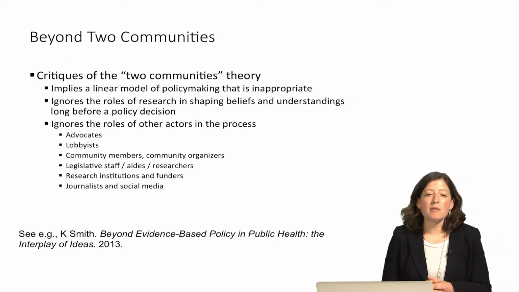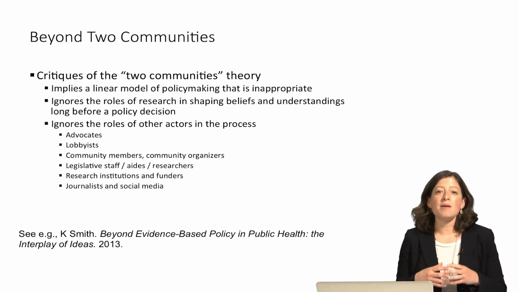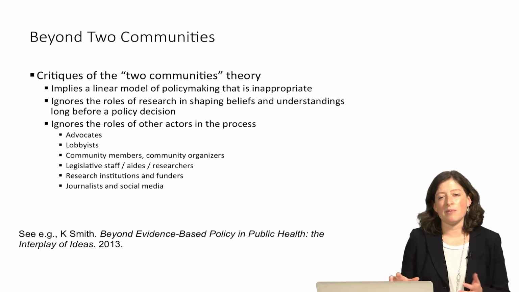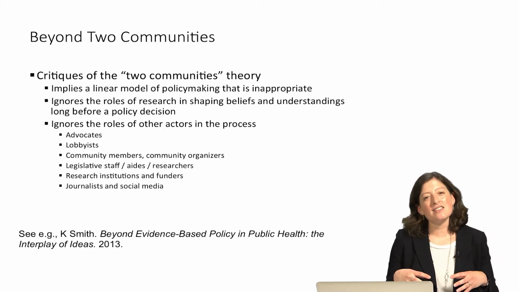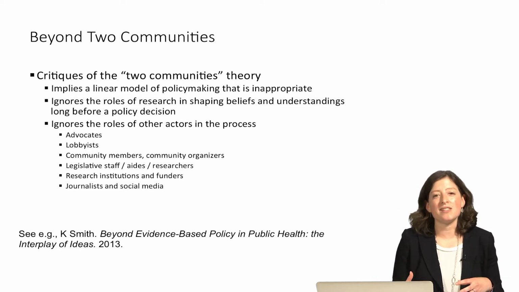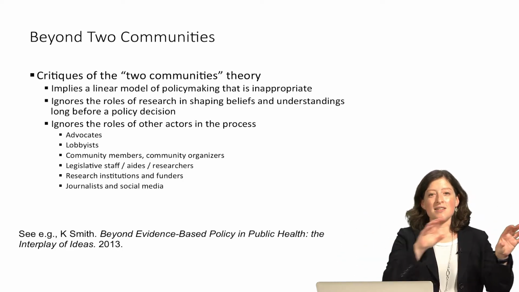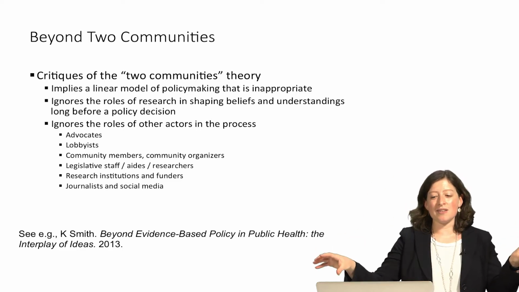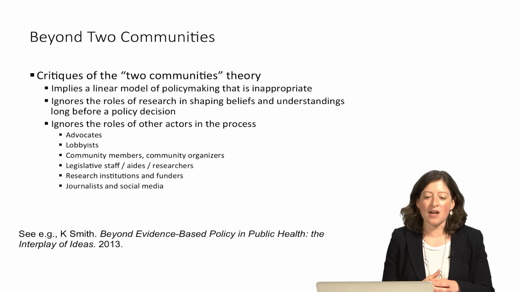So there have been some critiques of this two communities theory. Essentially, if you frame the problem of insufficient research evidence translating to policymakers as one where there's this gap between the two communities, that leads to some maybe inappropriate ways of thinking about the right solutions. First of all, talking about these two communities implies a linear model from researcher to policymaker, and this is not an appropriate way of characterizing the policymaking process.